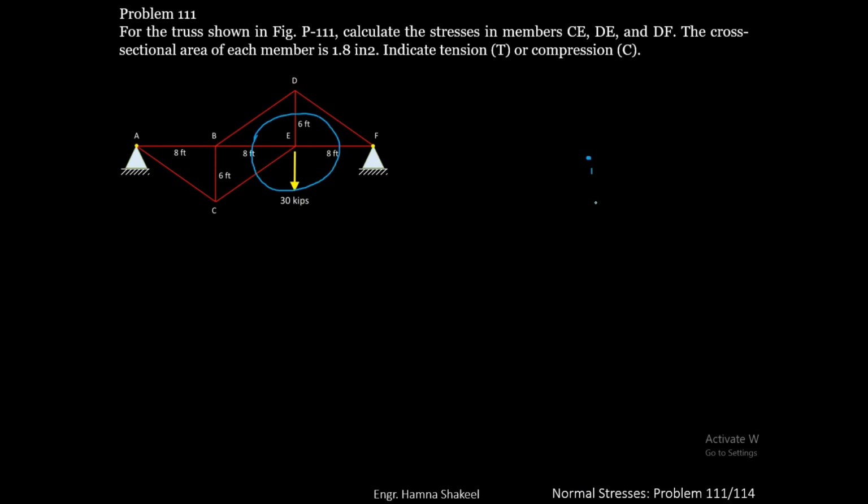A force of 30 kips is acting at joint E. The force EF is 80 by 3 as we have already found, and that was a tensile force acting away from the joint. The force DE is equal to 40 kips acting away from the joint. It means that it is tensile.